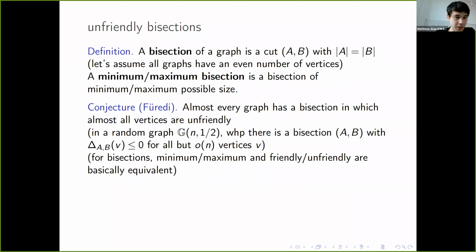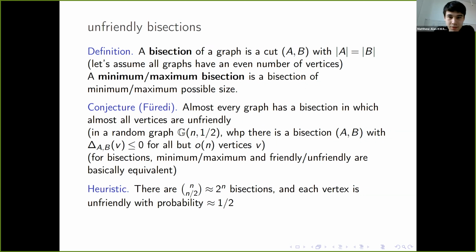Okay, so this is Füredi's conjecture. There's a very basic heuristic why we should expect this to be true, which is perhaps why he conjectured this. So the point is that the total number of bisections that you have to choose between is, well, it's n choose n over 2, which is about 2 to the n. It's about 2 to the n over the square root of n. And if I give you a particular bisection, then each vertex is unfriendly with probability almost exactly a half.